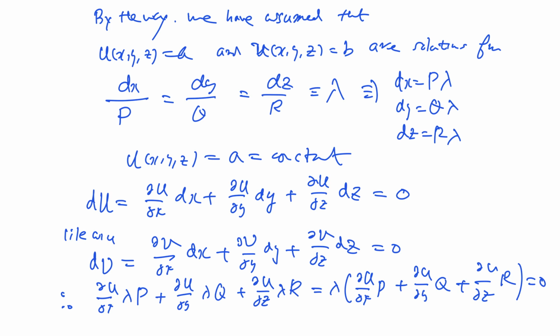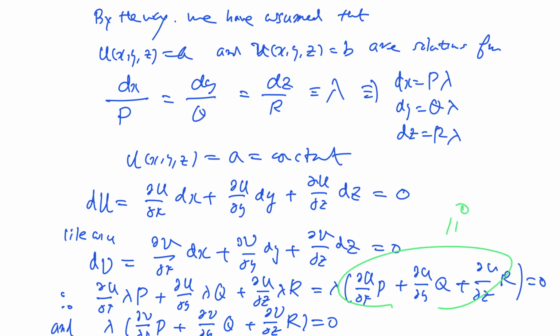And likewise, lambda times (P ∂v/∂x plus Q ∂v/∂y plus R ∂v/∂z) is equal to 0. So that means this is 0 and this is 0.